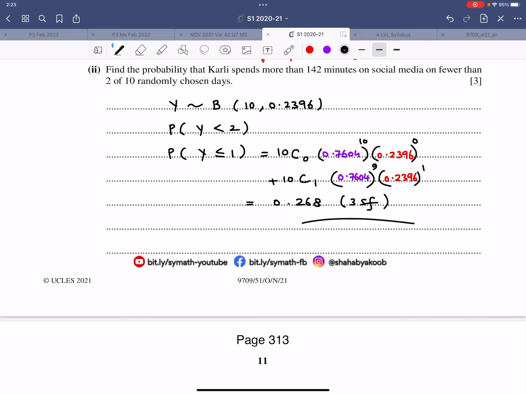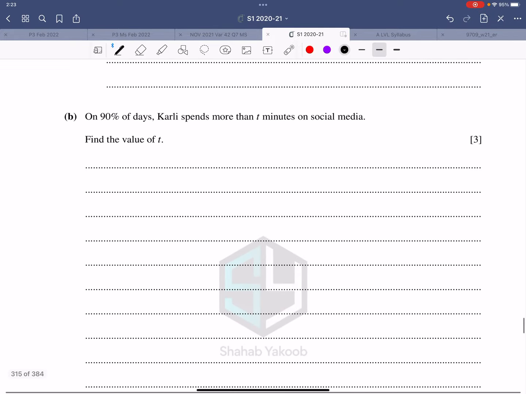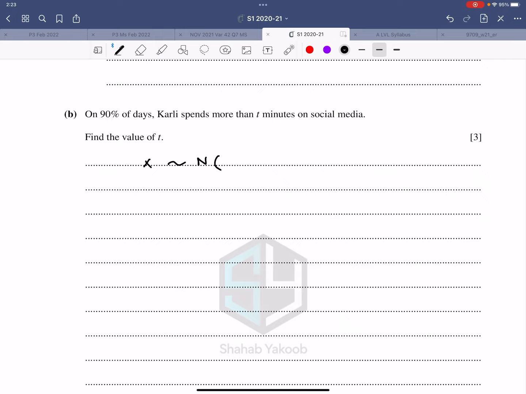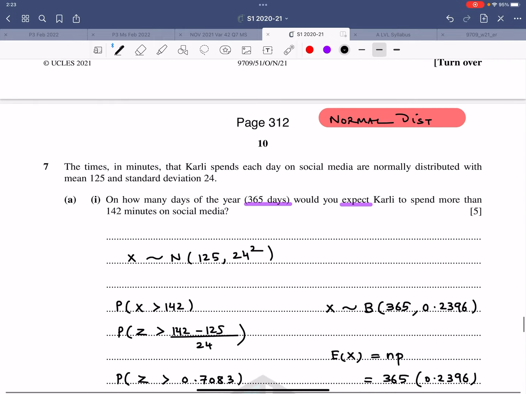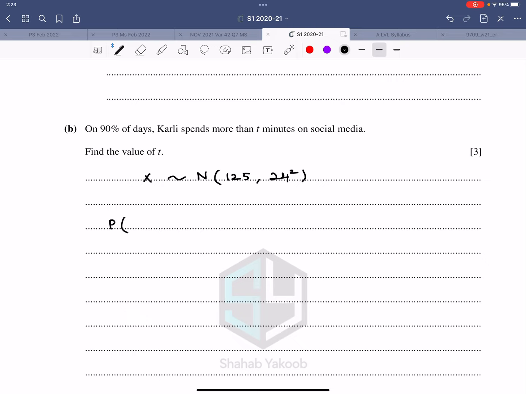Now let's move to the third part, and that looks like the last part to me. On 90 days, let me first write the distribution. X follows a normal distribution. How much is the distribution? That is 125 and 24 square. The question says on 90%, Carly spends more than t minutes on social media. Probability X greater than t is 90%. Probability Z is greater than t minus 125 over 24 is equal to 90%.